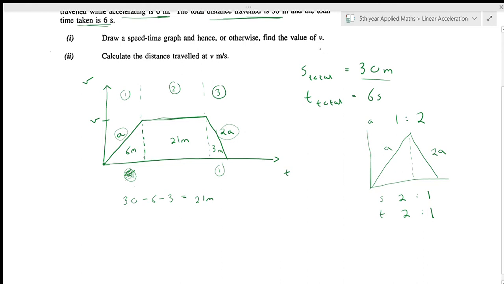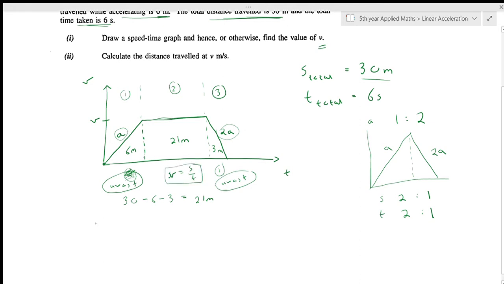So now find the value of v. Remember, when objects are accelerating or decelerating, we use the SUVAT equations. So in stage 1 we're going to use SUVAT. In stage 3 we could use SUVAT because it's decelerating. But in stage 2 we just use v equals s over t. So that's one piece of information we know.